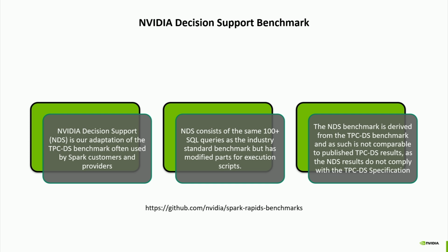So the first benchmark is for Spark SQL DataFrame processing and is called NVIDIA Decision Support, or NDS for short. It's a slight adaptation of the TPC-DS data processing benchmark widely used in the industry. However, we stress that we're in no way claiming NDS-related results as official TPC-DS results, as they do not comply with the latter's full specification. You can find the details of the NDS benchmark, like how it differs from TPC-DS, along with code to generate the data for it and run the queries in the GitHub repo shown at the bottom of this slide.